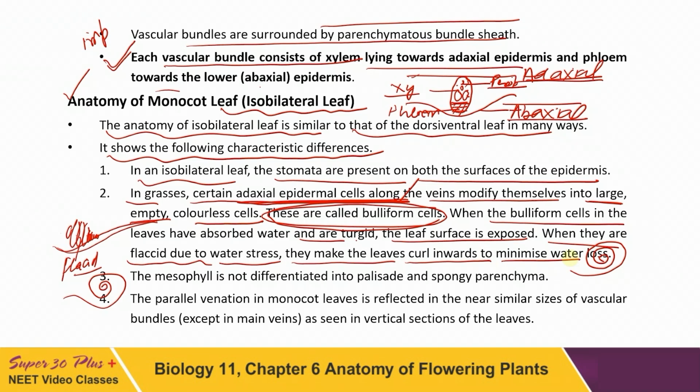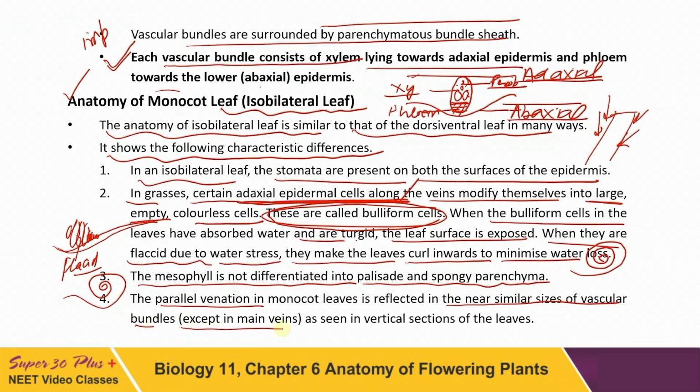Next point, important difference. Mesophyll is not differentiated into palisade and spongy, because there is no need. In this case, the leaf will get light from all sides, almost equal intensity of light. That's why there is no need to concentrate photosynthetic tissue on one side, just like in a dicot leaf. Parallel venation is there. This is reflected in the nearly similar size of the vascular bundles. Definitely the main vein may be a little thicker, otherwise all the other veins will be of similar size.